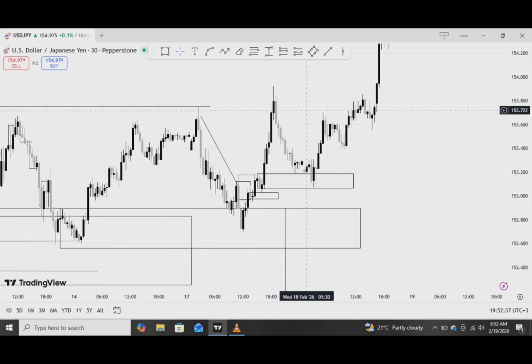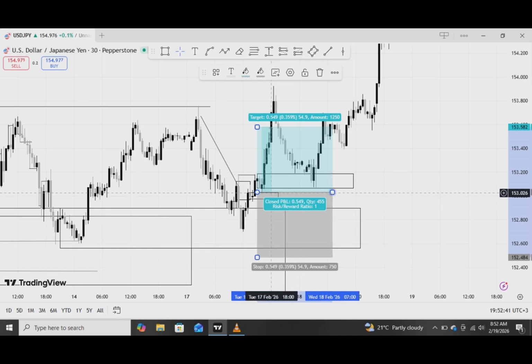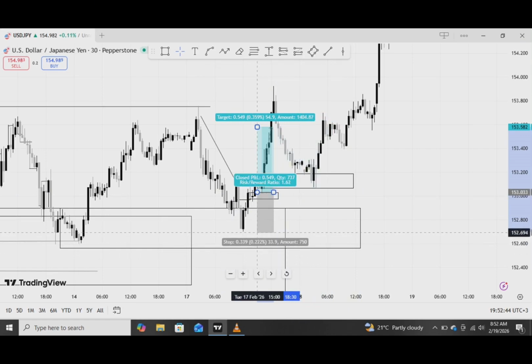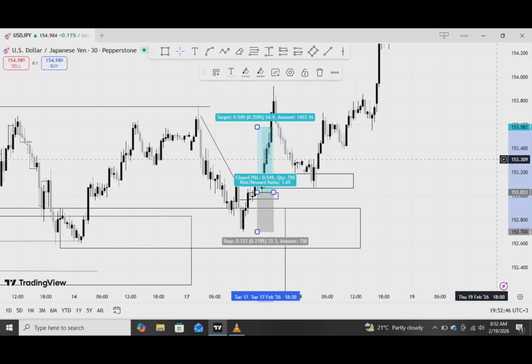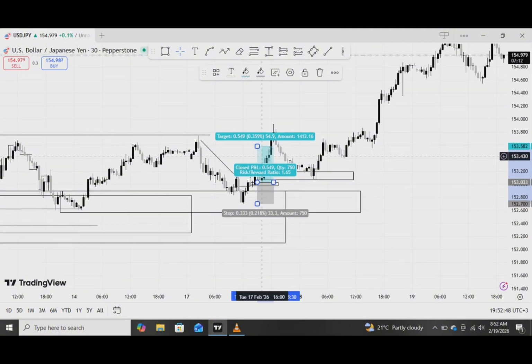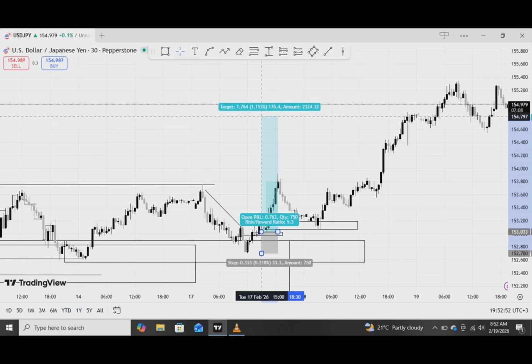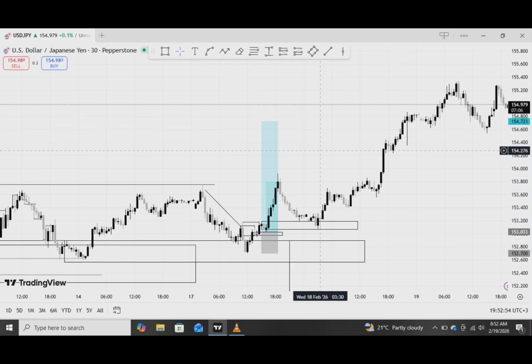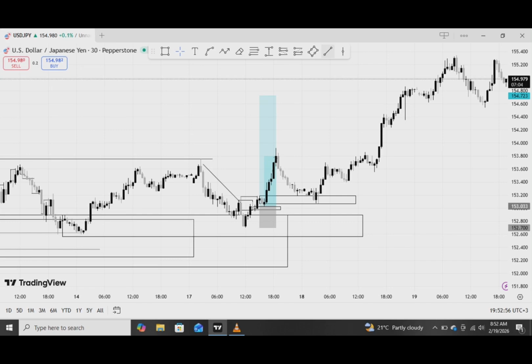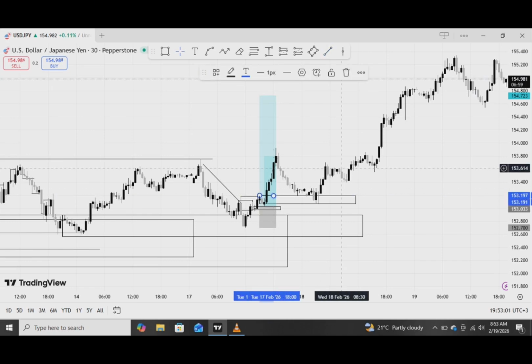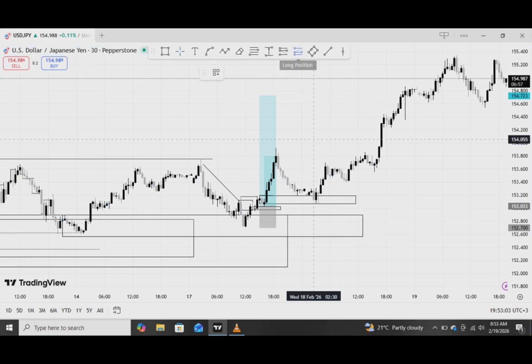So this order block level is my first entry here, and then I put my SL here, and I target the 4-hour liquidity level, like 1 to 5. I will show you at last. And then once the market took this high, I look for re-entries, for additional entries.